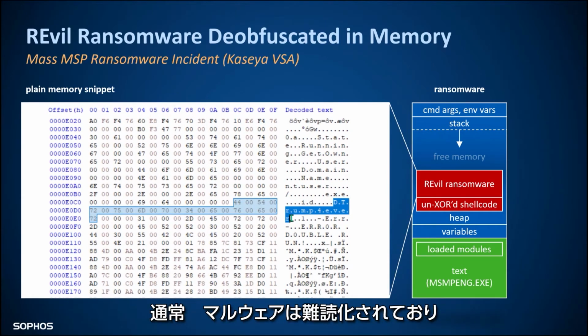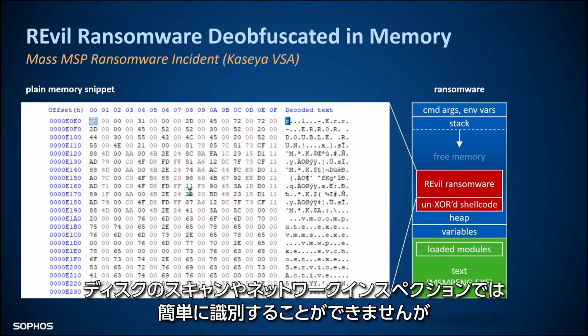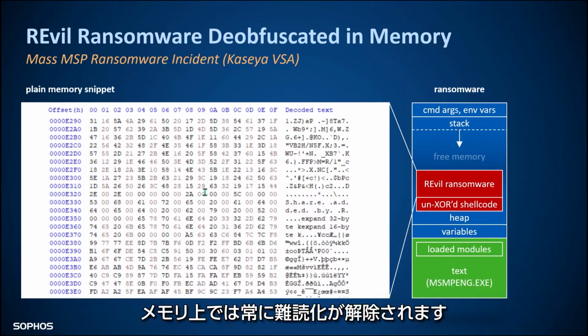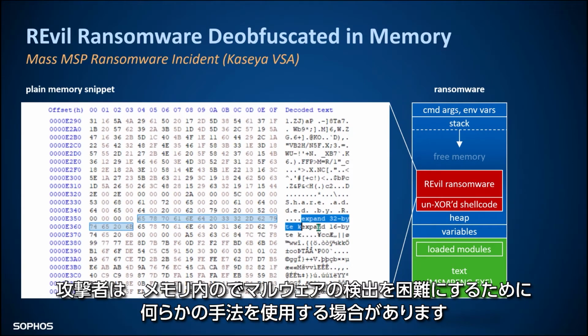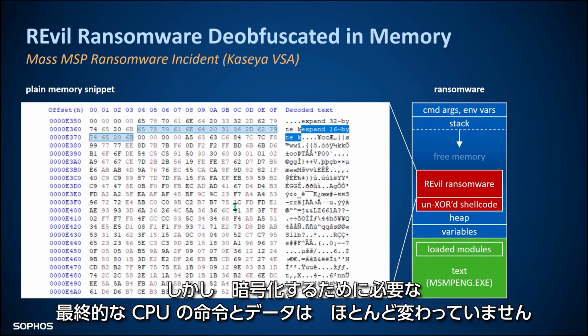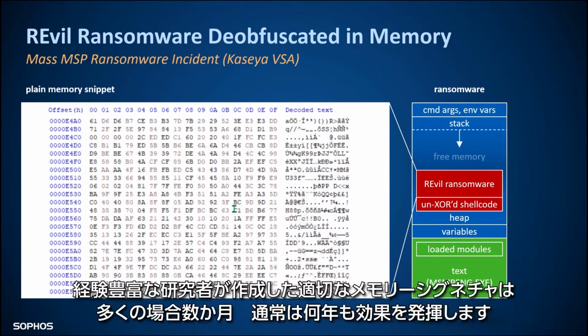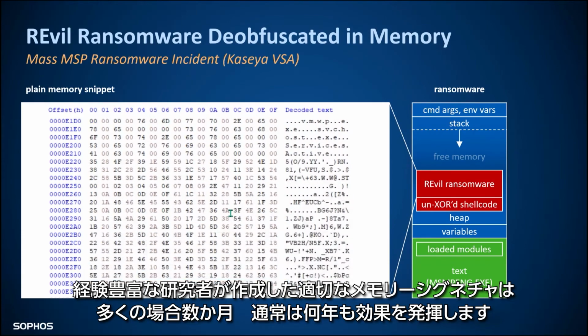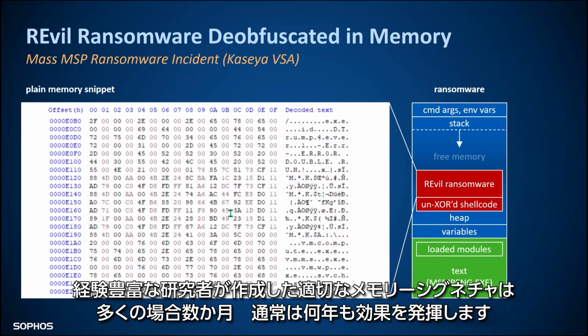Even though malware is usually obfuscated, so it cannot be easily identified by network inspection and scans on disk, it always loses its obfuscation in memory. The adversary may use some trickery to make memory detection difficult. The ultimate CPU instructions and data necessary to perform the encryption attack remain largely the same. A proper memory signature created by experienced researchers is often effective for many months and typically years.